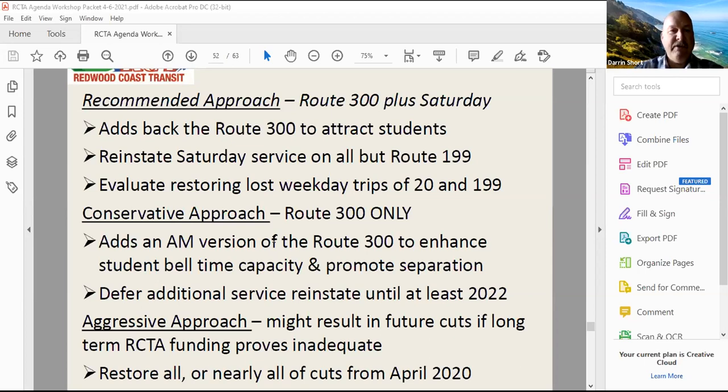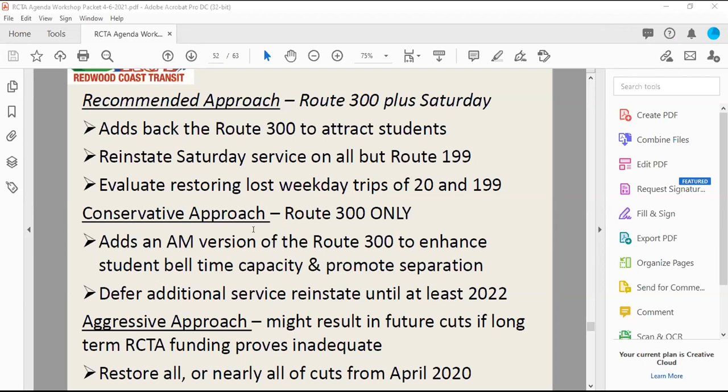I'm all in favor of your recommended approach here. If my memory serves me correctly, those were the most popular, the most used routes. And so it makes perfect sense, what you're saying here, to go ahead with reinstating those routes if we could. That makes sense. Thank you, Darren.